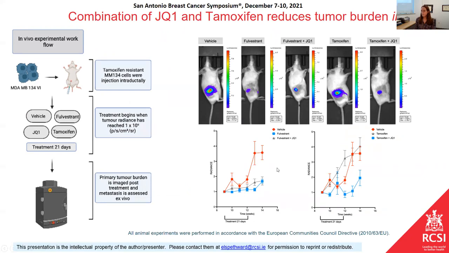effect of the BET inhibitor JQ1 in combination with tamoxifen compared to tamoxifen alone. This is seen in the right-hand graph. The same effect was not observed with fulvestrant plus JQ1.